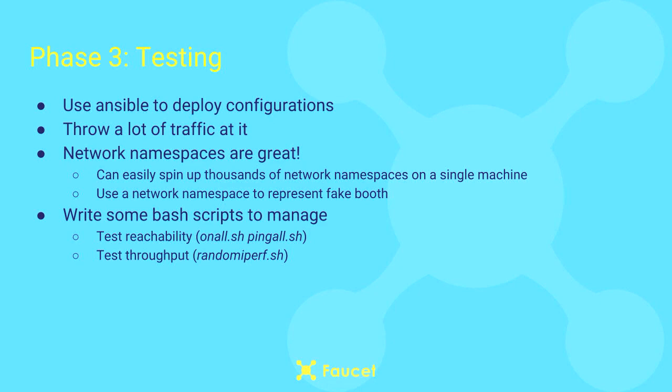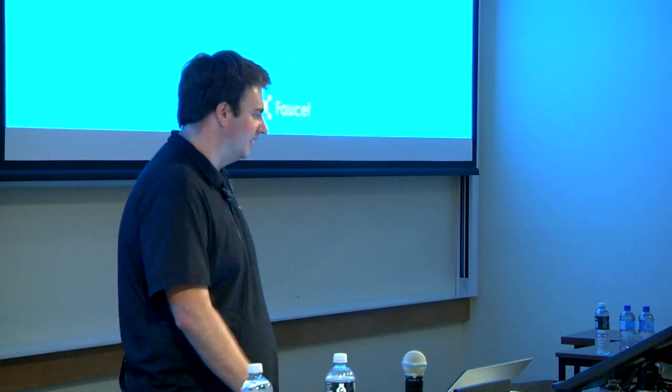So when we had everything sort of labbed up and plugged in and fibers everywhere, we'd already kind of got the Ansible, so you just hit go on the Ansible, it deploys the network, and then the trick is to throw a lot of traffic at it. And what I've found is network namespaces are fantastic for this. They're extremely lightweight in Linux and easy to spin up thousands on a single box.